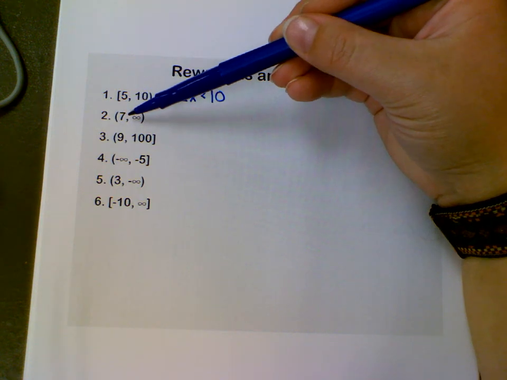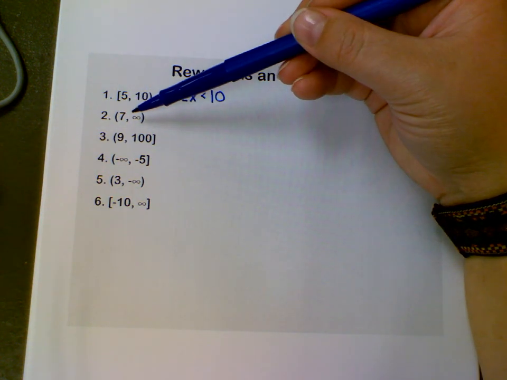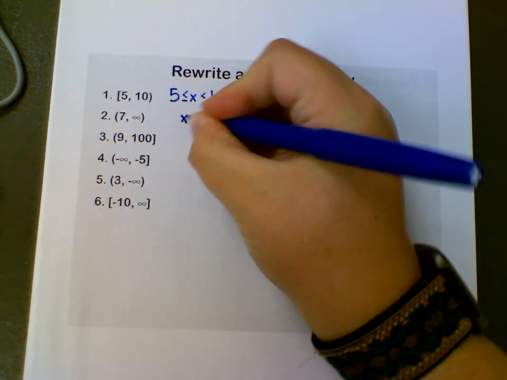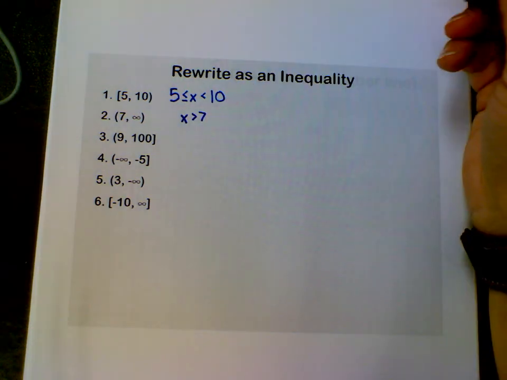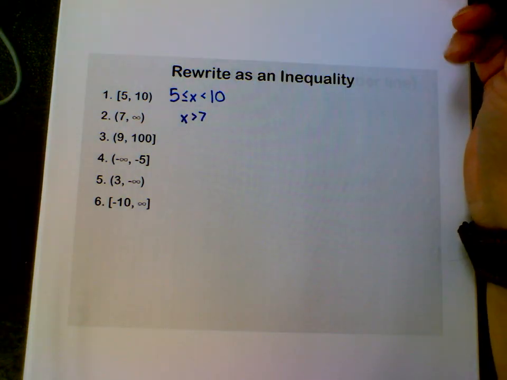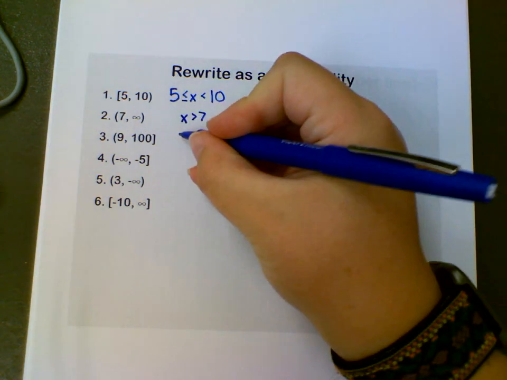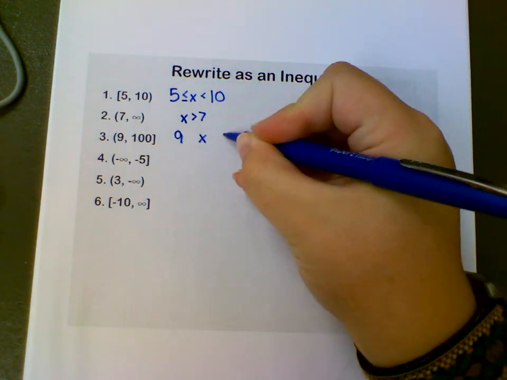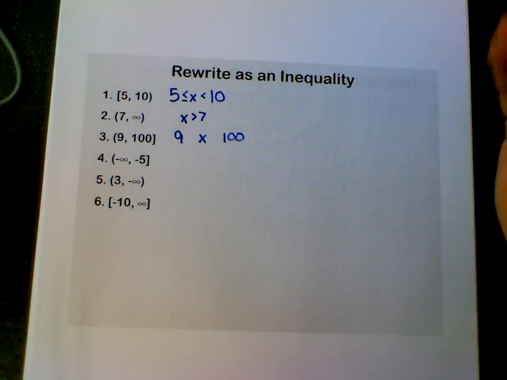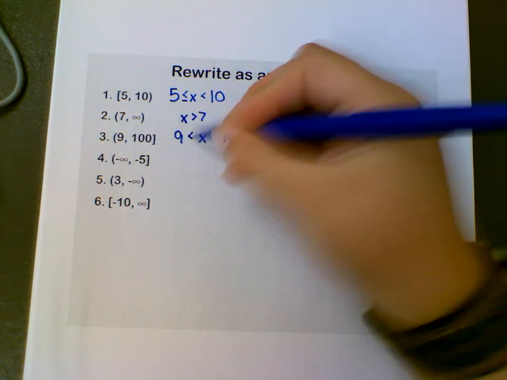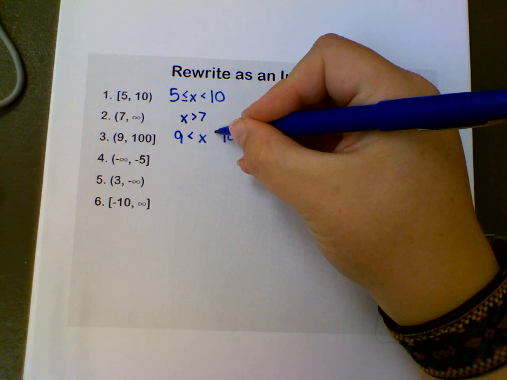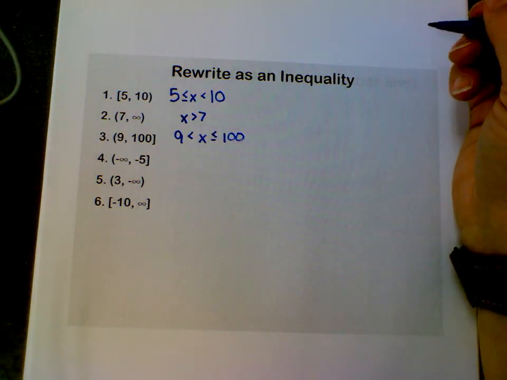When we have 7 comma infinity, everything greater than 7, well then x is greater than 7. Don't worry about an infinity sign in our inequalities. Parenthesis 9 comma 100 bracket, well we take this number, put our x in the middle, our 100 last. We don't include the 9, so it's just a less than. We do include the 100, so it's a less than or equal to.